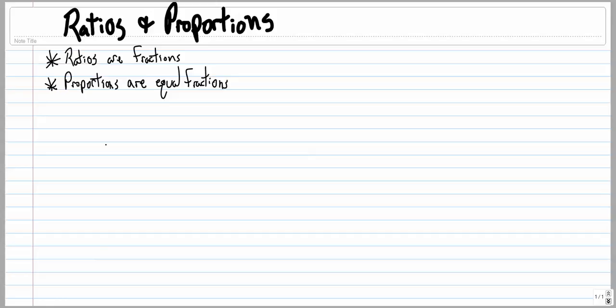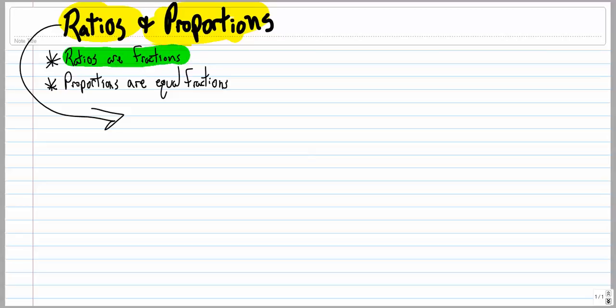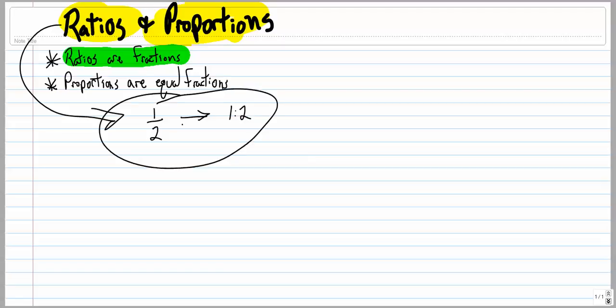Okay, so what is a ratio? And this video is also about proportions. So I want to get started with ratios. And what are ratios? Ratios are fractions. That's all they are. So if you have a fraction of 1 over 2, that's the same thing as saying you have a ratio of 1 to 2. So these two things, when I look at those, I really, in my mind, don't see any difference between them.